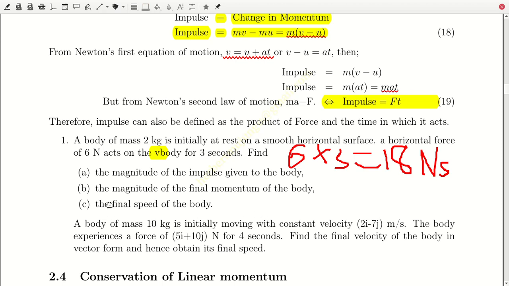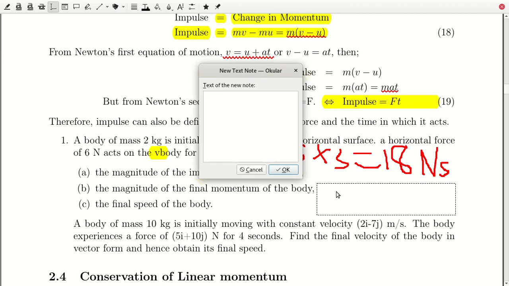Then the other one is saying the magnitude of the final momentum of the body. So we know that, first of all, impulse equals change in momentum.